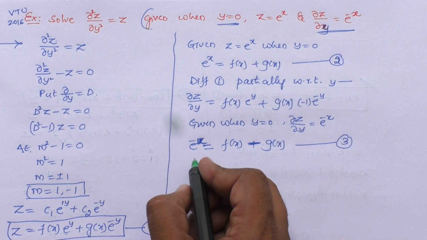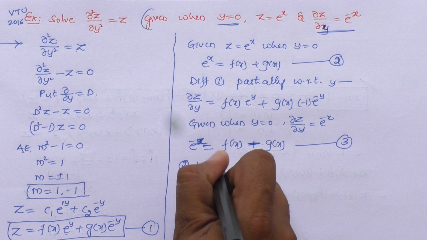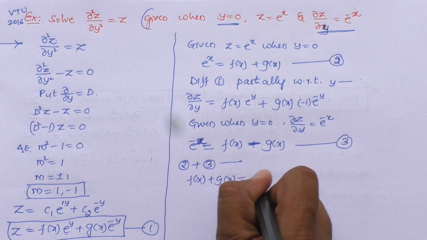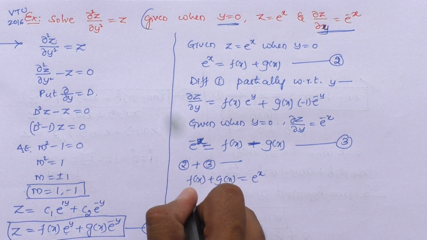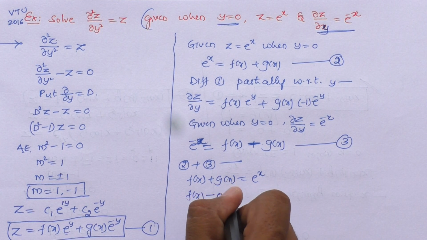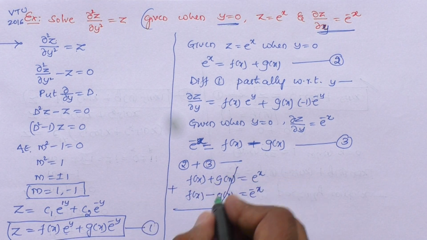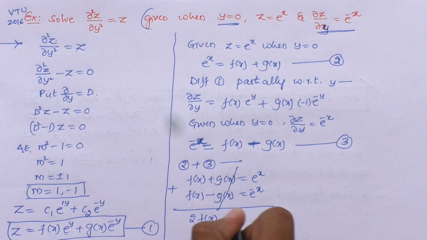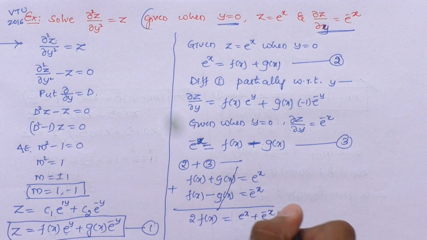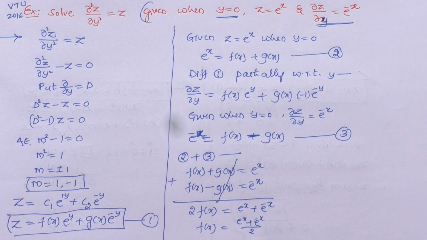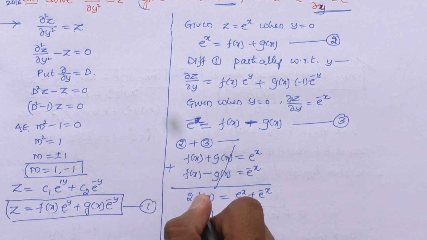When you add 2 plus 3, we have f of x plus g of x equal to e raised to x, and f of x minus g of x equal to e raised to minus x. When you add both, g of x gets cancelled. 2 times f of x equal to e raised to x plus e raised to minus x. So f of x equal to e raised to x plus e raised to minus x by 2. Consider this one as f of x.